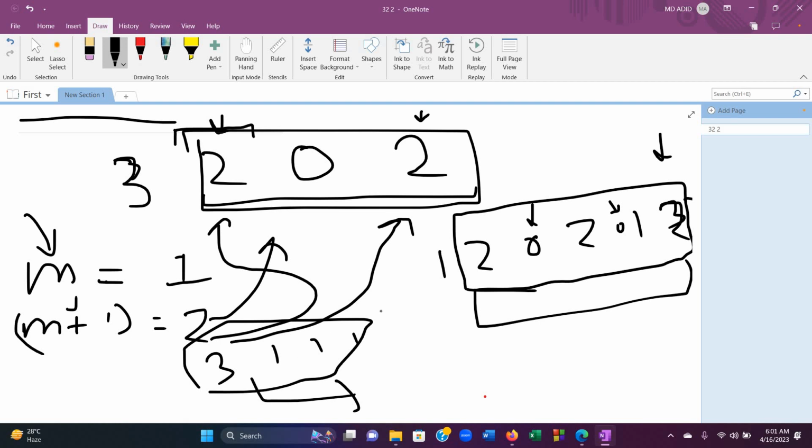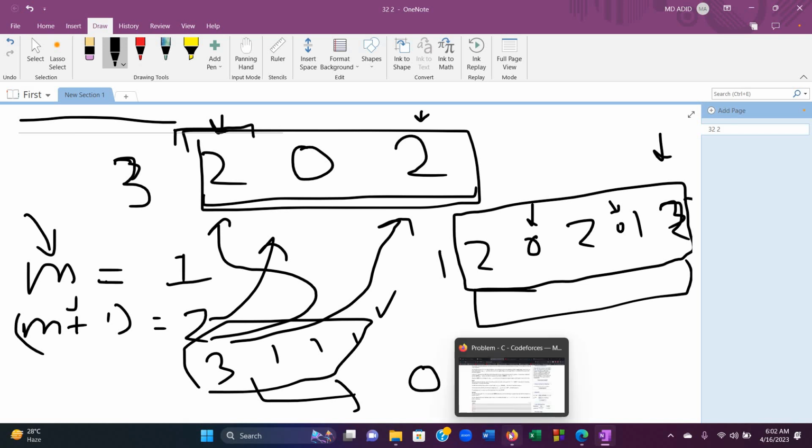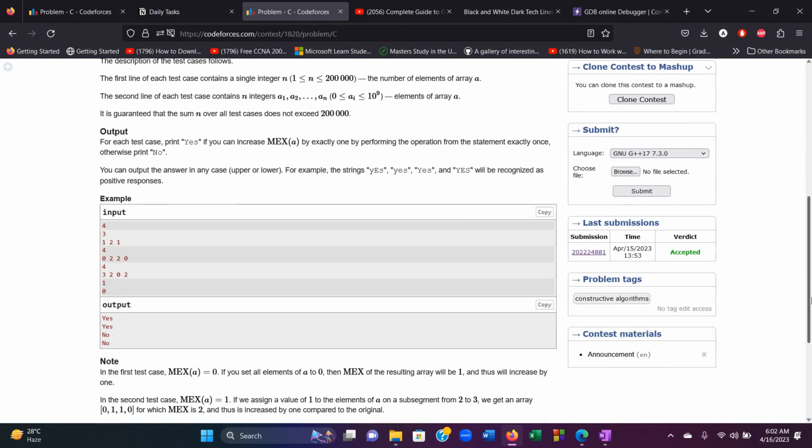As you can see for this part, the final MEX is 0 because 0 does not exist here. But we tried the best possible solutions, and we come up that no, it's not possible, even with the best possible solutions. So what am I going to do? I'm going to say the answer would be no. So that's the general solution that you're going to do. And as you can see, it's no here.